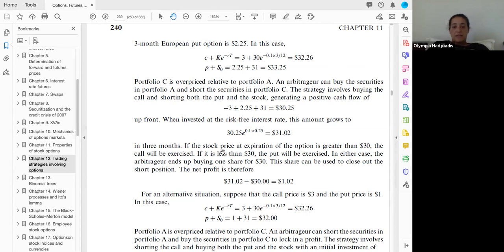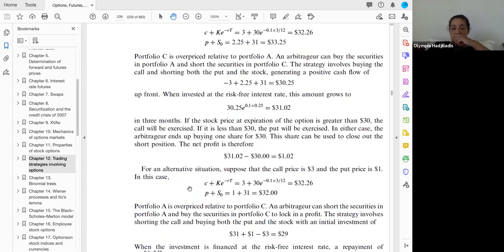If the stock price at expiration of the option is greater than $30, the call will be exercised. If it is less than $30, the put will be exercised. In either case, the arbitrager ends up buying one share for $30. This share can be used to close out the short position, and the net profit is therefore 31.02 minus 30, which is $1.02. For an alternative situation, suppose that the call price is $3 and the put price is $1.